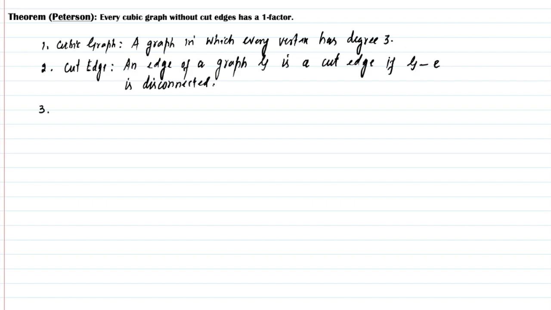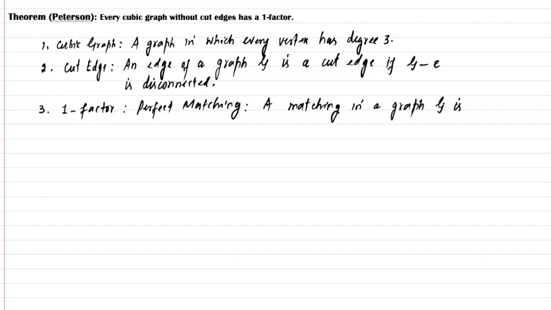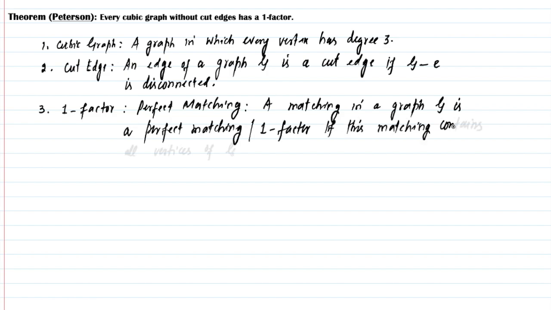Now the third definition that we are using here is a one-factor. A one-factor means a perfect matching. A matching in a graph G is said to be a perfect matching or a one-factor if this matching contains all vertices of G. So these are the three definitions that we are using in the statement of Petersen's theorem. This theorem again states that every cubic graph without cut edges has a one-factor.